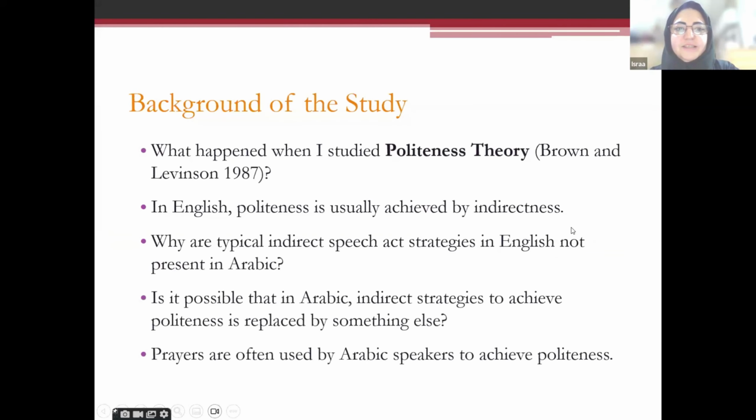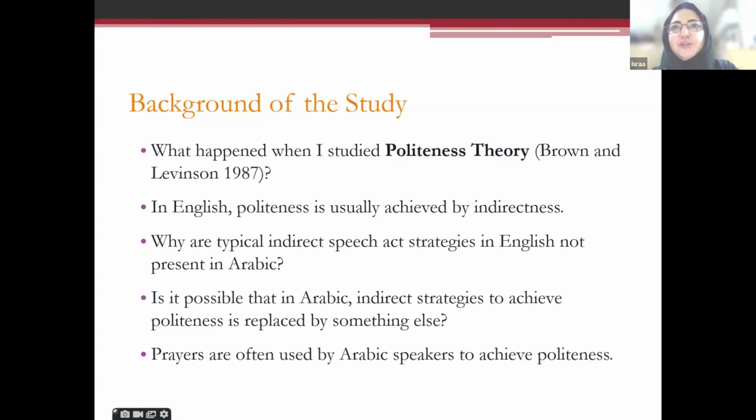The background of the study: it started when I first studied politeness theory by Brown and Levinson. I realized that a lot of the indirect strategies that are used to soften speech acts in English were not really present in Arabic, specifically in Saudi Hijazi Arabic, which is my first language.